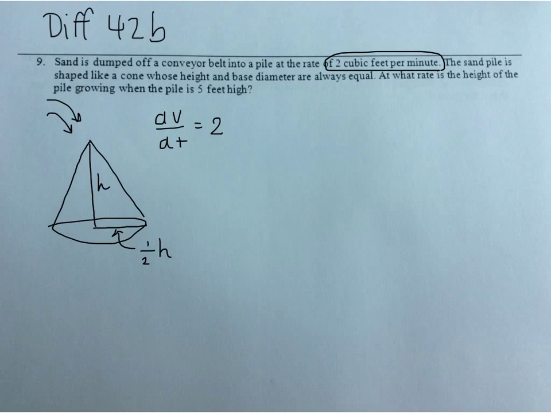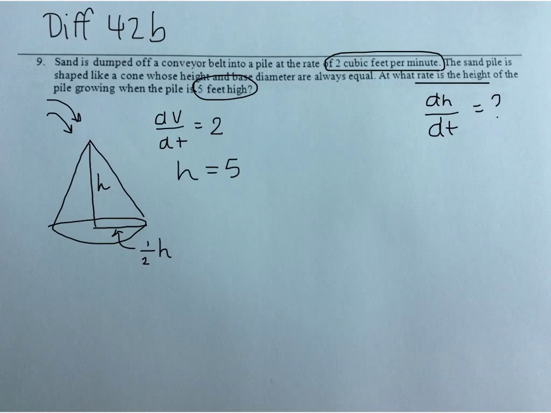At what rate is the height growing? So that tells me what I want to know. I want dh/dt. Right, so that's my big question, and it tells me when the pile is 5 feet high. So height, 5 feet. Okay, so I have done my diagram. I've listed all of my facts, so that's everything that I know or that I want to find. And the next thing I need to do is come up with an equation.